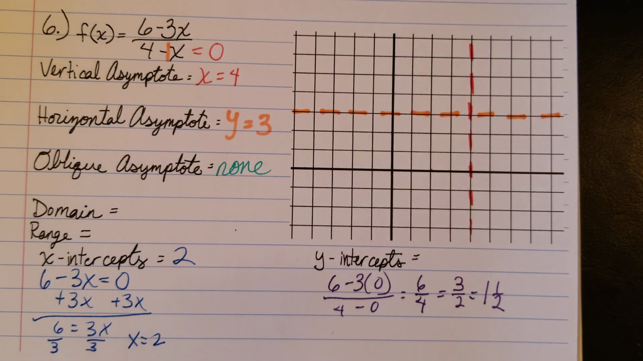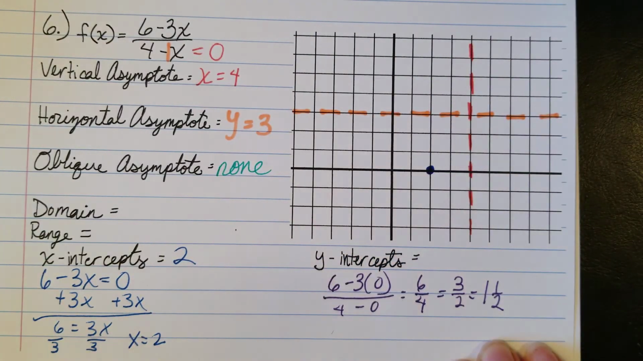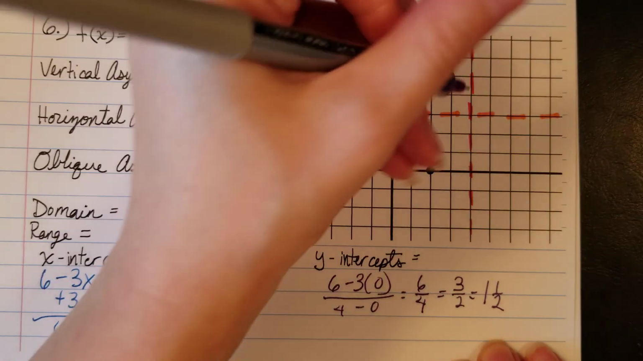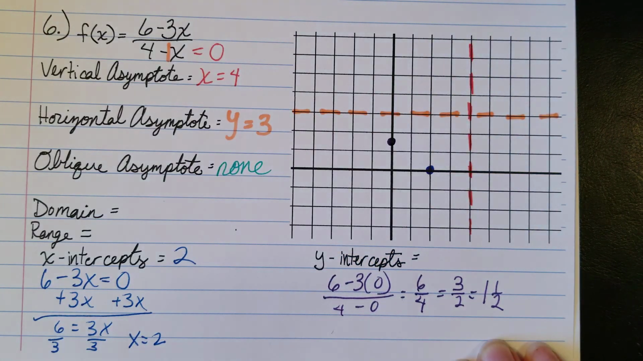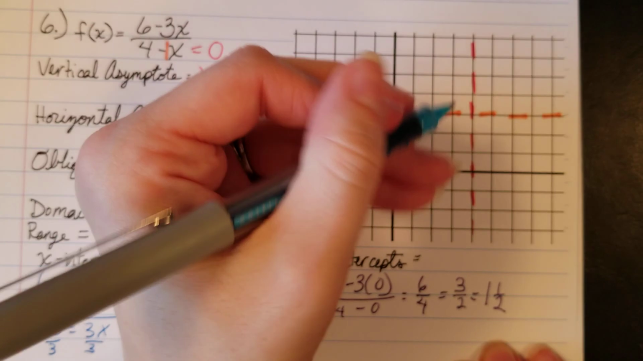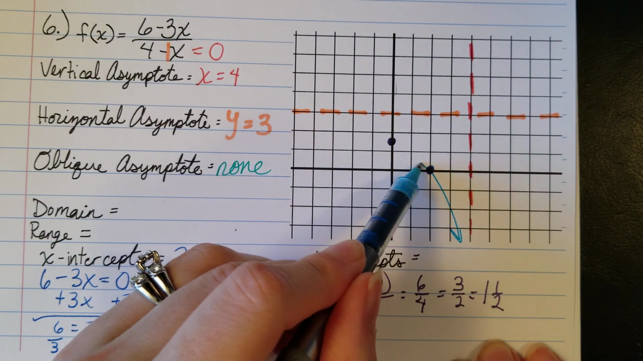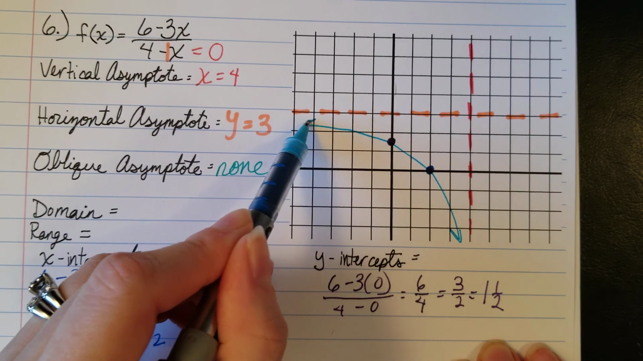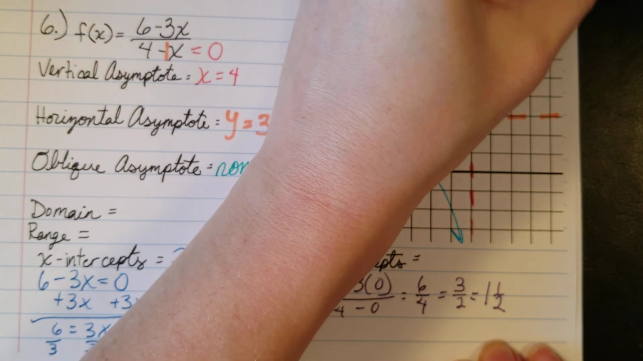X-intercept at 2. And y-intercept at 1.5. All right, looks good here. Okay, and then since we don't have any other x-intercepts, it's got to be up here.